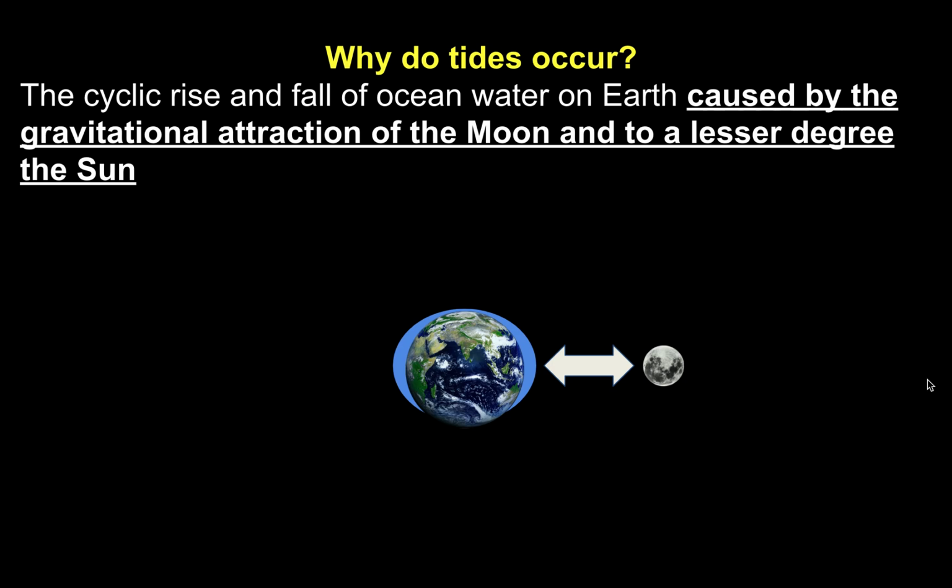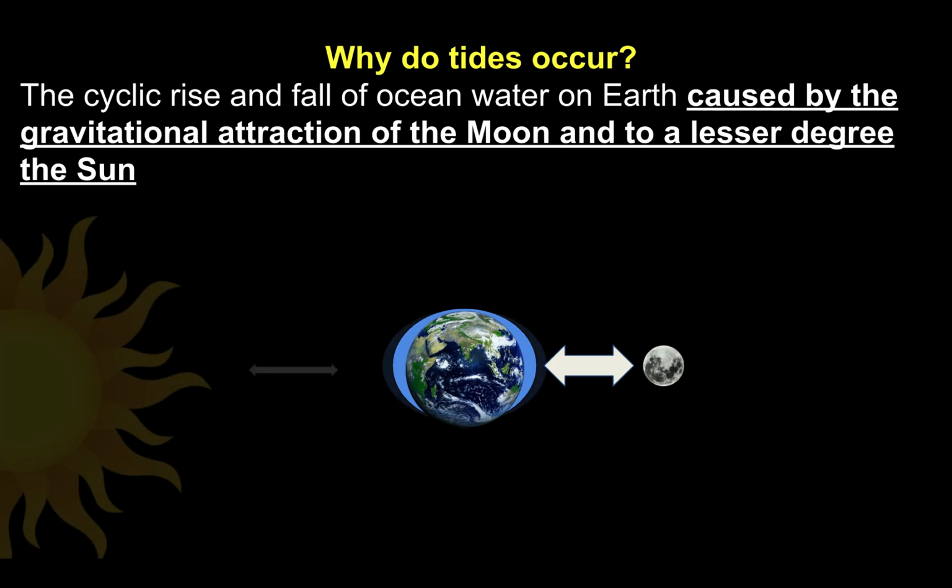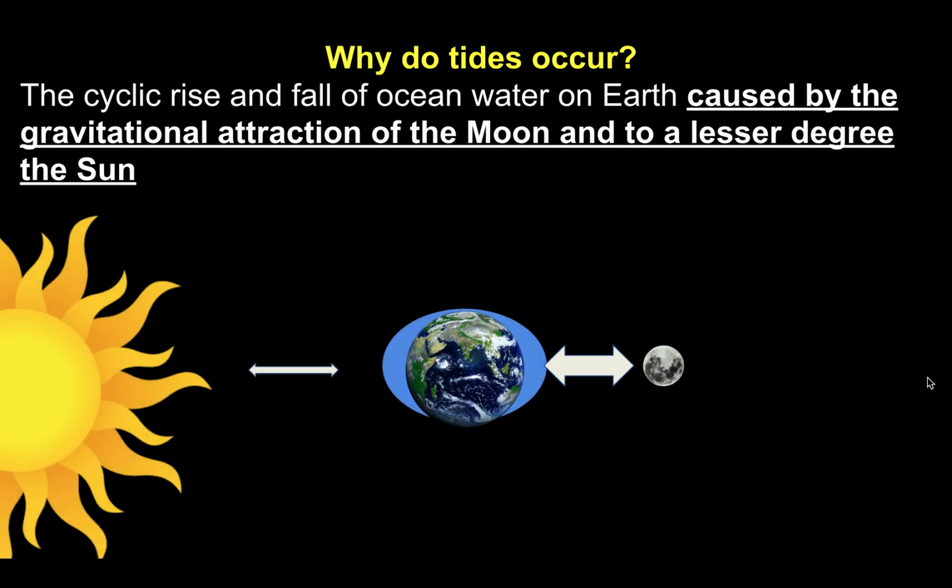So, we have the moon pulling on the ocean water, but there's actually one more thing that pulls on ocean water. And if you look at the definition, you can see what it is. The sun. The sun also pulls on the ocean water, but to a lesser degree. Not as much as the moon. In fact, about 2/3 or 3/4 of the pull is the moon, and 1/3 or 1/4 of the pull is the sun.